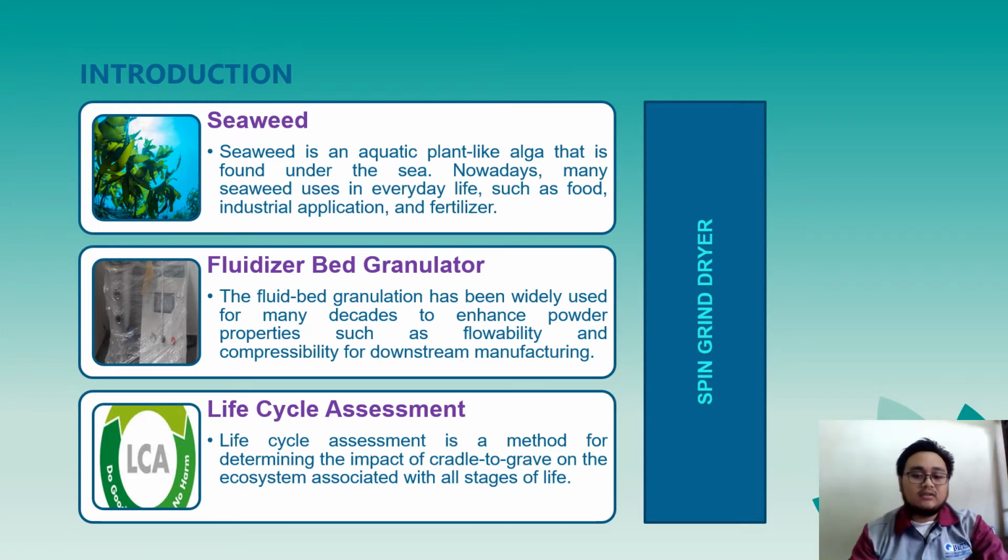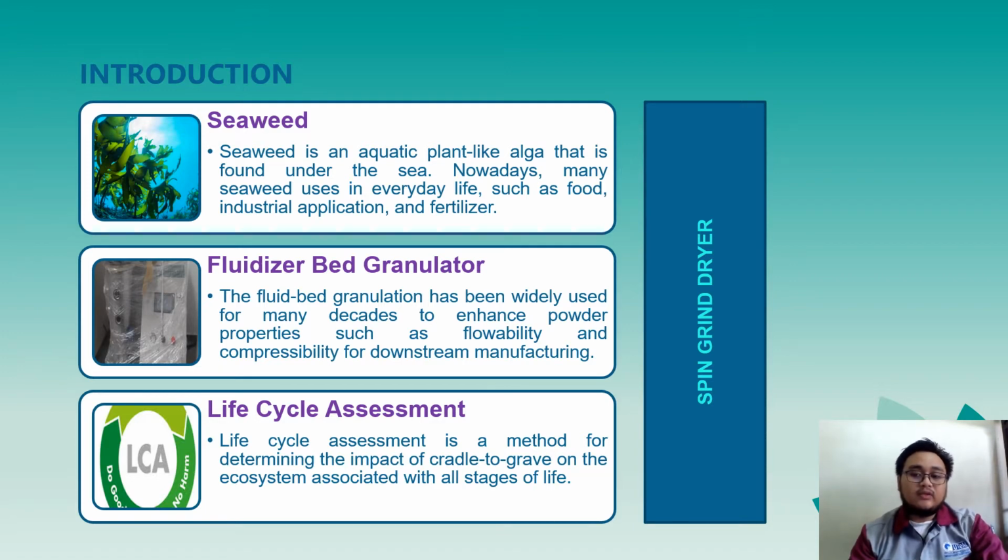for downstream manufacturing. The next one is the life cycle assessment. Life cycle assessment is a method for determining the impact on the ecosystem associated with all stages of life, from cradle to grave. Cradle to grave means that when a product is made, it is evaluated until the end of its life cycle.